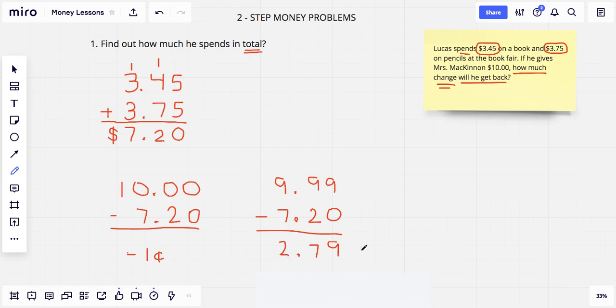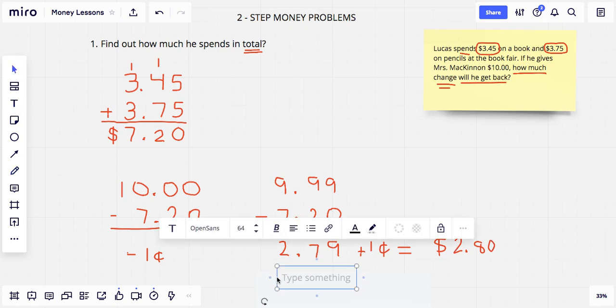And now we're going to add that penny back. So we're going to add that 1 cent back that we took away. We just took it away just to make our subtraction a little bit easier. And that's going to give us a total answer of 2.79 plus 1 more penny. So 79 plus 1. You have the answer. $2.80. Okay, so in this problem here, we know that Lucas will get back $2.80.